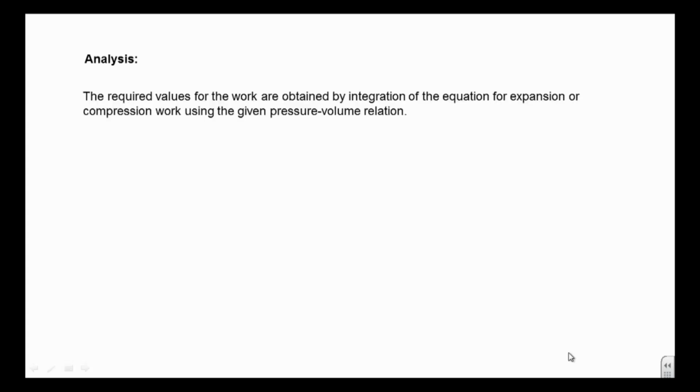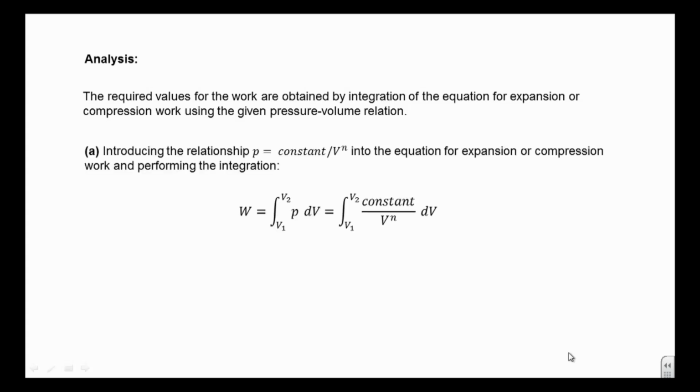Having completed all the required initial steps, let's develop the analysis. The required values for the work are obtained by integration of the equation for expansion and compression work using the pressure-volume relationship. For scenario A, n is equal to 1.5, let's introduce the relationship P is equal to constant divided by V^n into the equation for the compression and expansion work and evaluate the integration as follows. W is equal to the integral from 1 to 2 of P dV, or the integral from V1 to V2 of the constant divided by V^n dV.